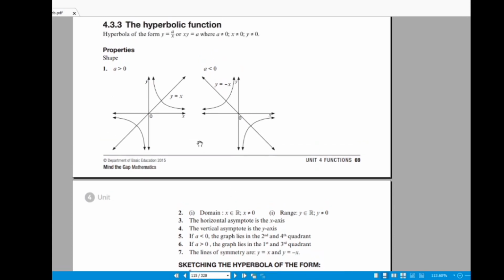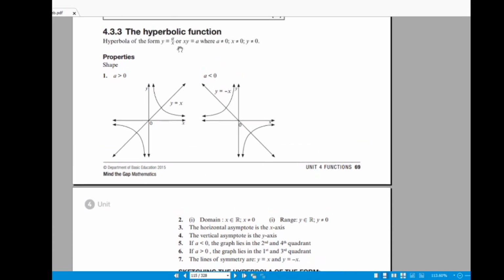No, so for the standard form of the hyperbola, which is this one, y equals a over x, the domain will be all x values but excluding the vertical asymptote, which is why they say the domain is x an element of real numbers, but x cannot be 0. What happens if you divide by 0? The denominator, you will have undefined.